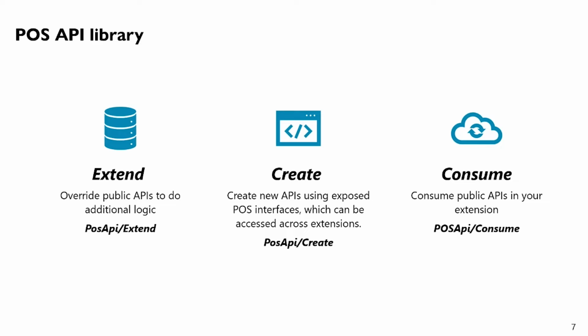And then there is a create set of modules. These modules help extensions create new components and functionality. Subdirectories are organized by the type of component that will be created. An example is POS API create views. Then we have the consume modules. We can consume public APIs in your extension, for example, the new controls.